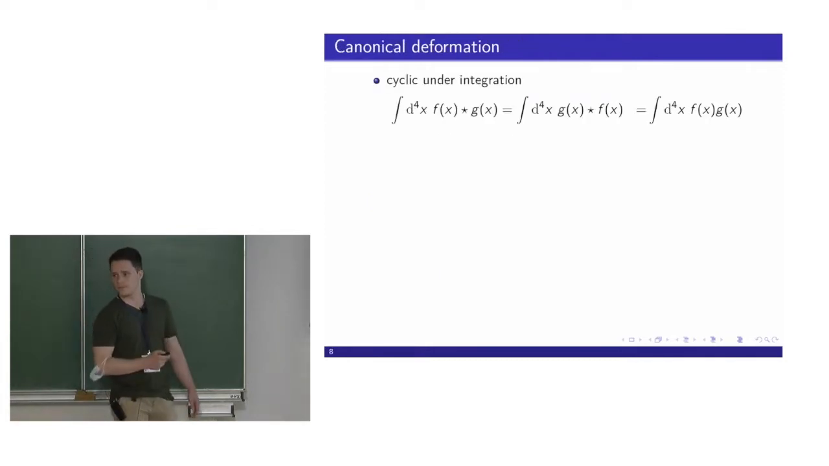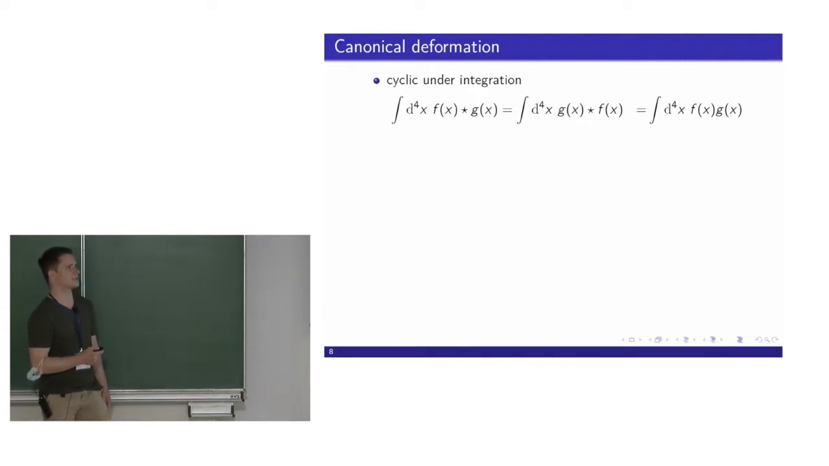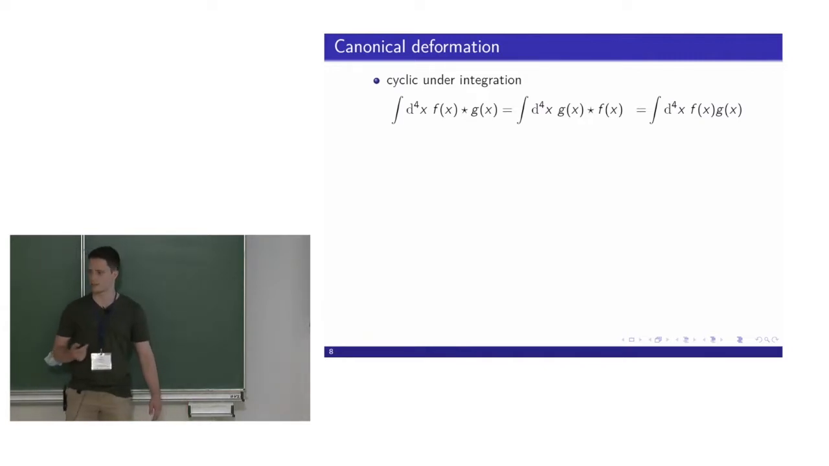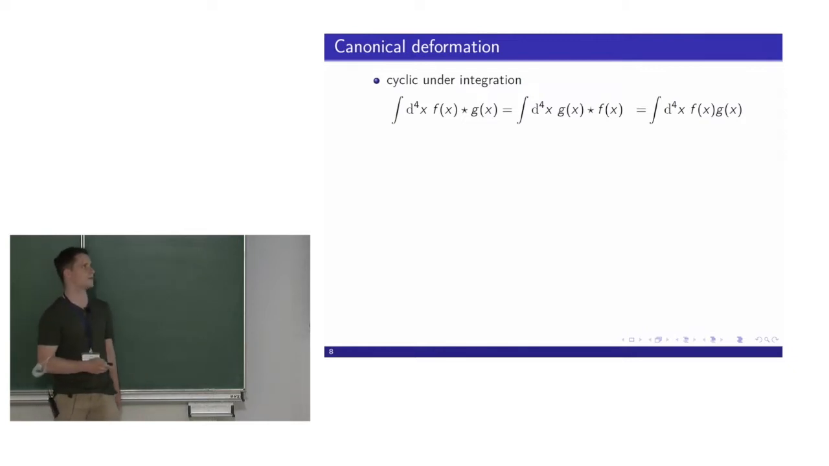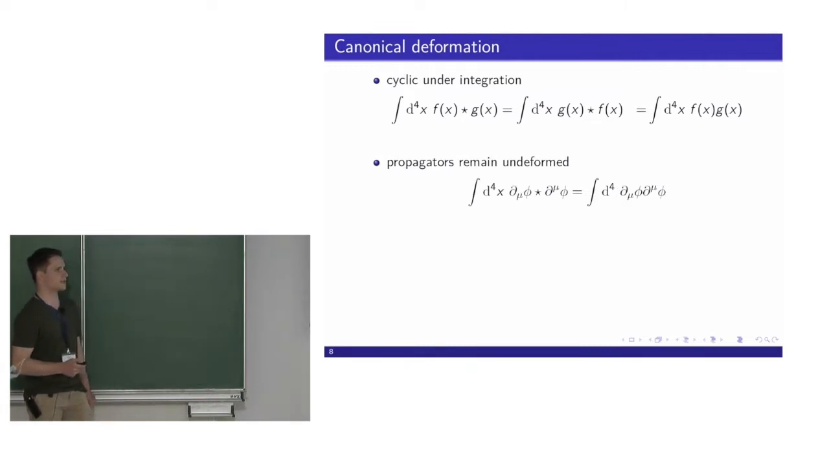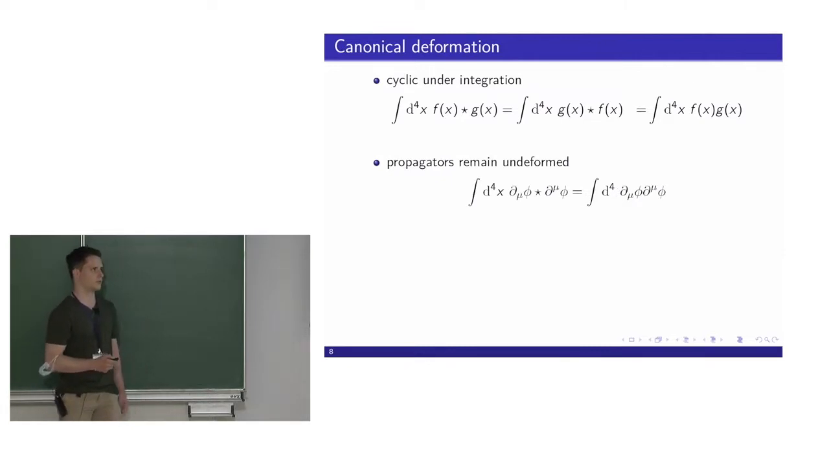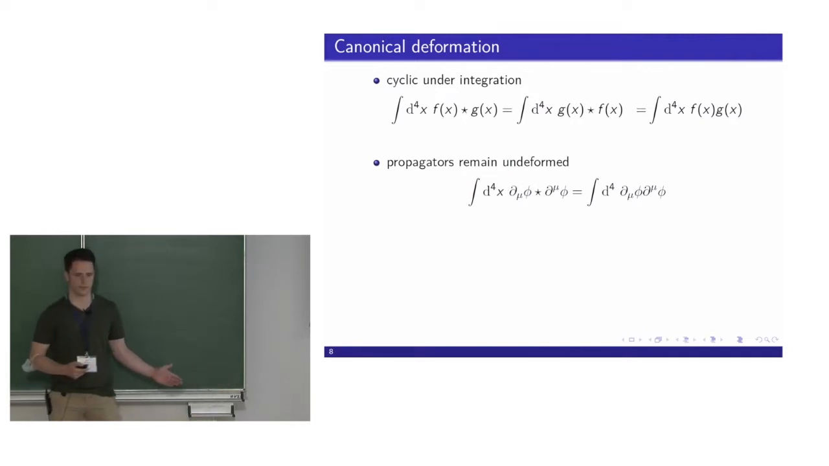Okay, so the canonical deformation has a property. This star product is non-commutative, but whenever we integrate over the full space, this star product becomes cyclic again, which effectively means that we can forget about exactly one of the star products in such a row. This has some consequences, like propagators in this theory remain undeformed. So the kinetic action of a scalar field, for example, has just this one star product, which we can forget about. So it's clearly the undeformed action here.